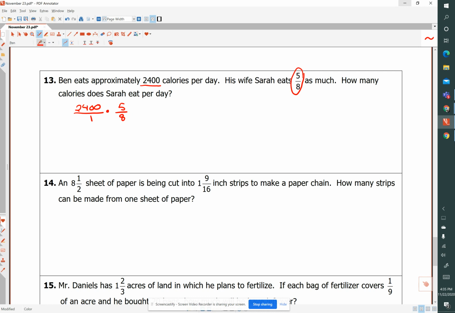Now, 2,400 is divisible by 8. So 8 divided by 8 is 1. 2,400 divided by 8 is 300. So 300 times 5 is 1,500. 1 times 1 is 1. So that equals 1,500. And they're asking how many calories. So we'll answer 1,500 calories.